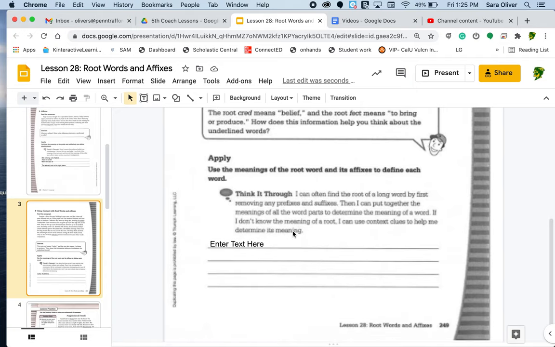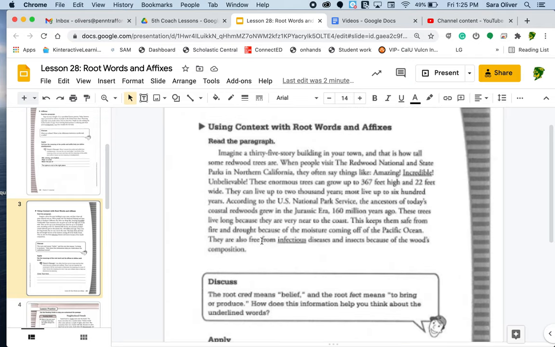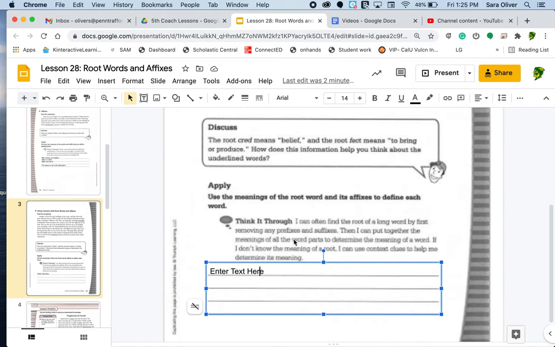I can often find the root of a long word by first removing the prefixes and suffixes. I can put together all the meanings of the word parts to determine the meaning of the whole word. Let's use context clues to help me determine the meaning. Underlined up here, we had the word incredible and also infectious.